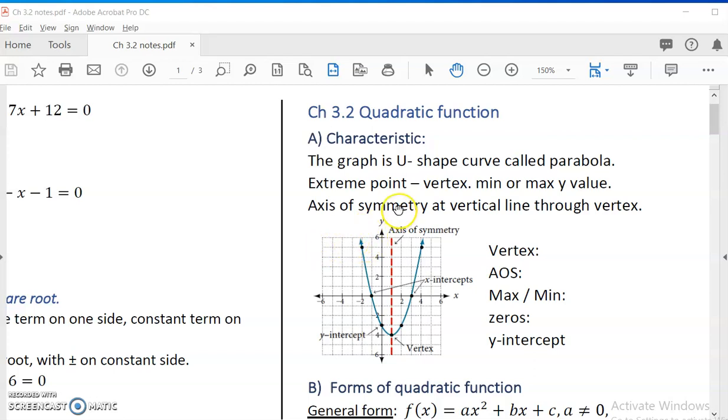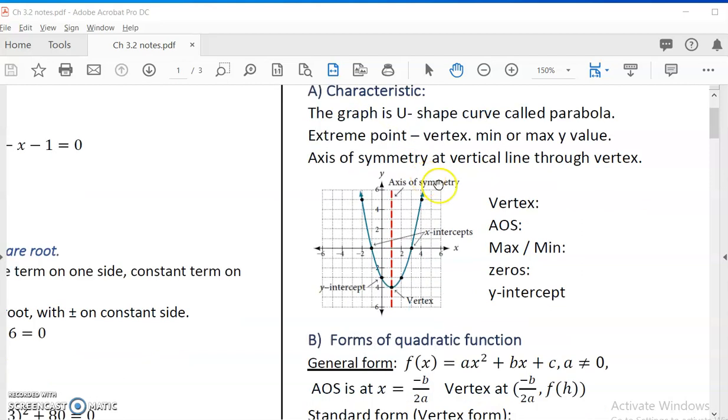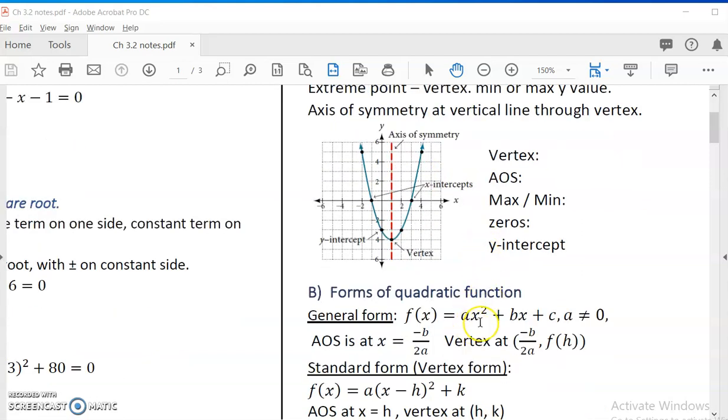Hello, Precalculus student. This video is for chapter 3.2, quadratic function. A quadratic function has a formula that has an x squared term. So we'll talk about what is the exact form of a quadratic function.